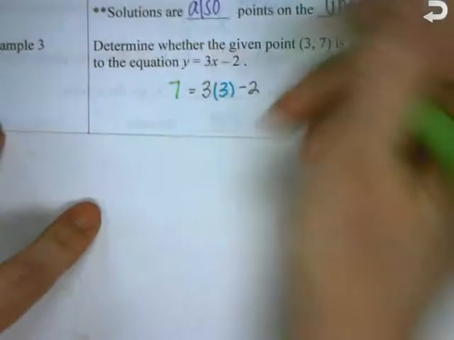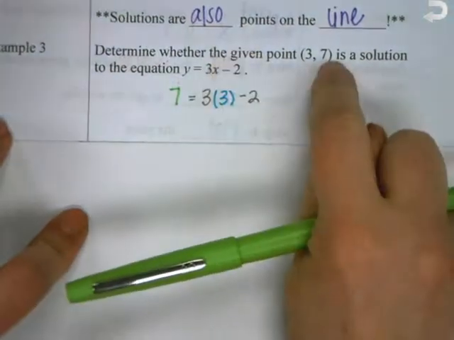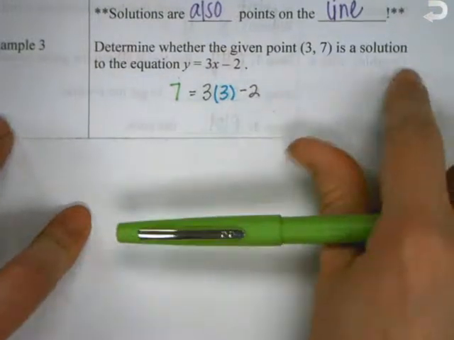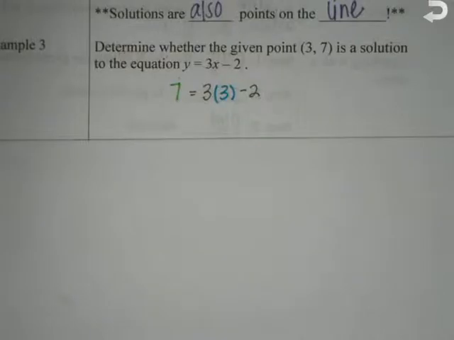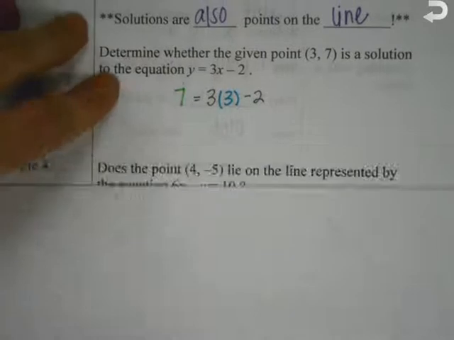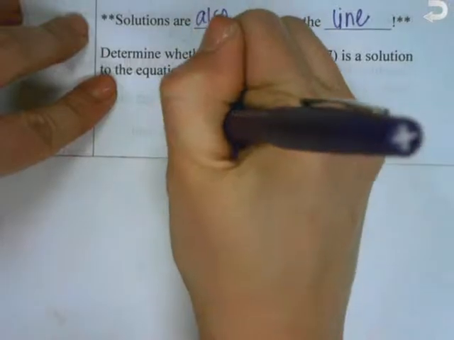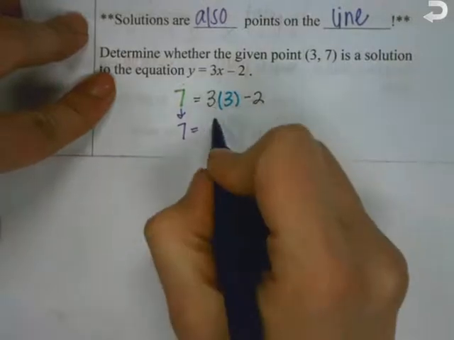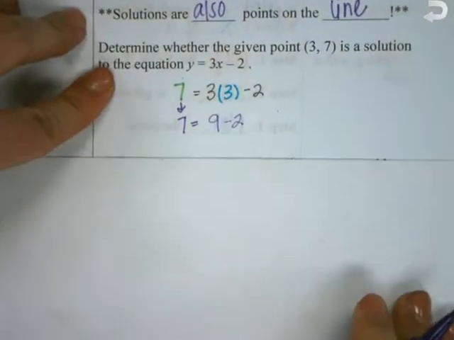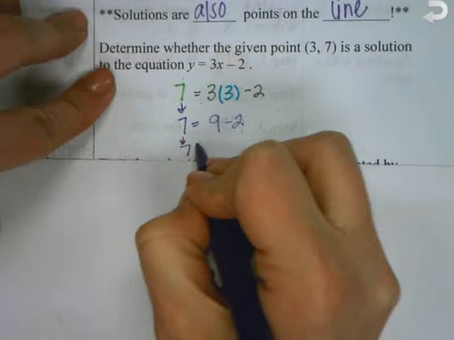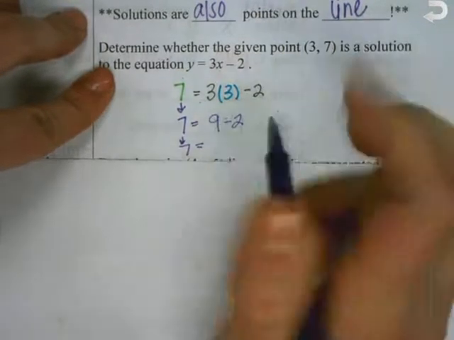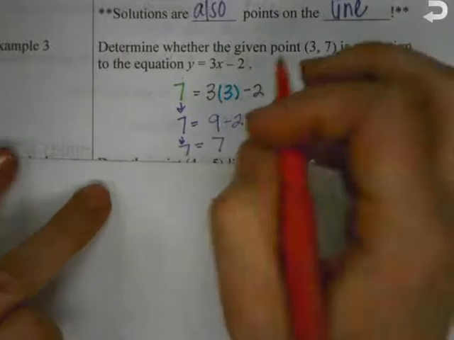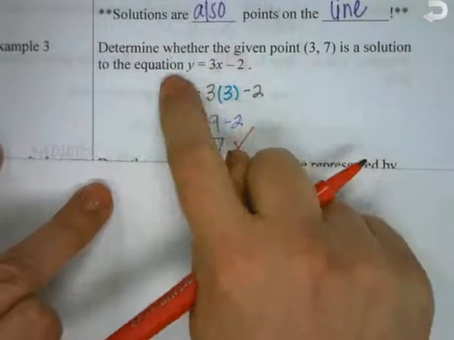Now let's simplify this. So we get 7 comes straight down equals 3 times 3 is 9 minus 2. And so we get 7 comes down again. 7 equals, what's 9 minus 2? 7. Is that a true statement? Yes, it is true. So is the point a solution to the equation? Yes. So we have to do all that for one problem? Look at example 4 then.